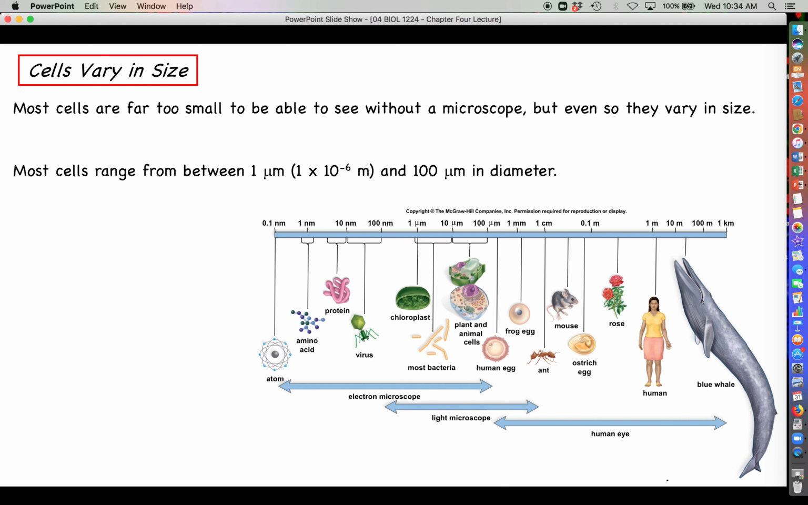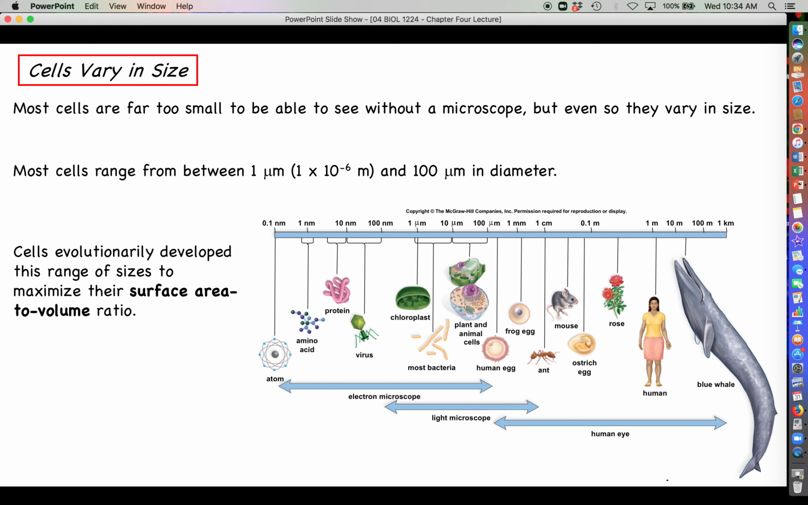So most cells are going to generally range between 1 micrometer in length, that's 1 times 10 to the minus 6 meters, and 100 micrometers in diameter. You might also sometimes see that unit of measure called a micron. So you'll notice that there's not really a very wide range of cell sizes. And we're going to find out on the next slide that cells have evolutionarily developed to be in this narrow range of sizes because it helps to maximize their surface area to volume ratio.